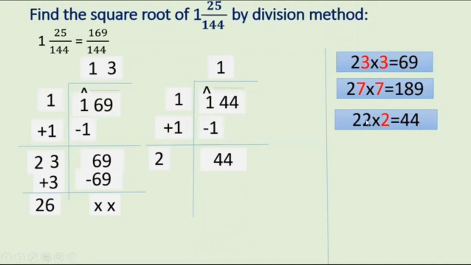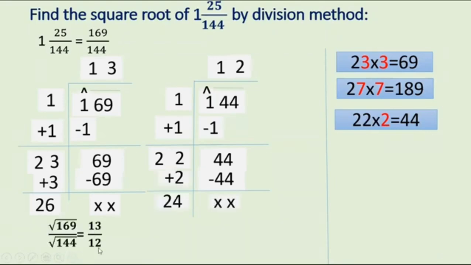Keep in mind, we need the same number. So 22 into 2 is 44, and the same number is going to be added on the left hand side. 22 plus 2 is 24. Right, students? So we get the answer: 169 over 144 is equal to, answer of numerator is 13 and answer of denominator is 12. The square root of 169 over 144 is 13 over 12.